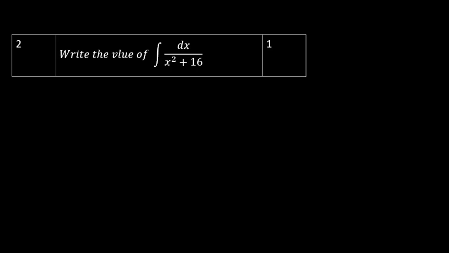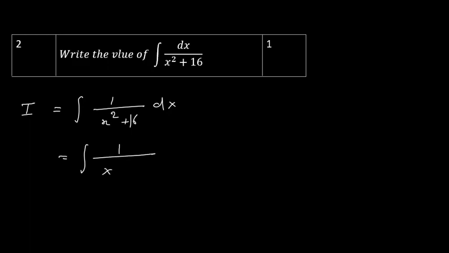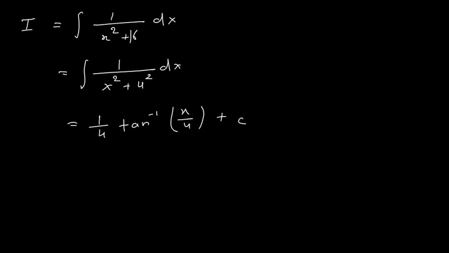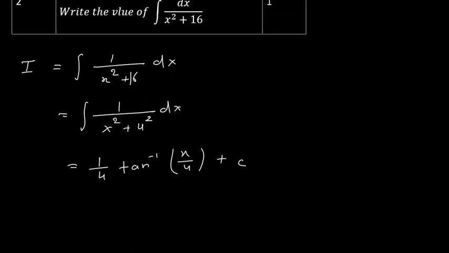Let us see the second question. We have I is equal to integration of dx upon x square plus 16, so I can write this as 1 upon x square plus 16 dx. Now this 16 can be written as 4 square. So this is 1 upon 4 into tan inverse x upon 4. This is the formula: integration of 1 upon x square plus a square is 1 upon a into tan inverse x upon a. If you want, you can write the respective formula on the right hand side.